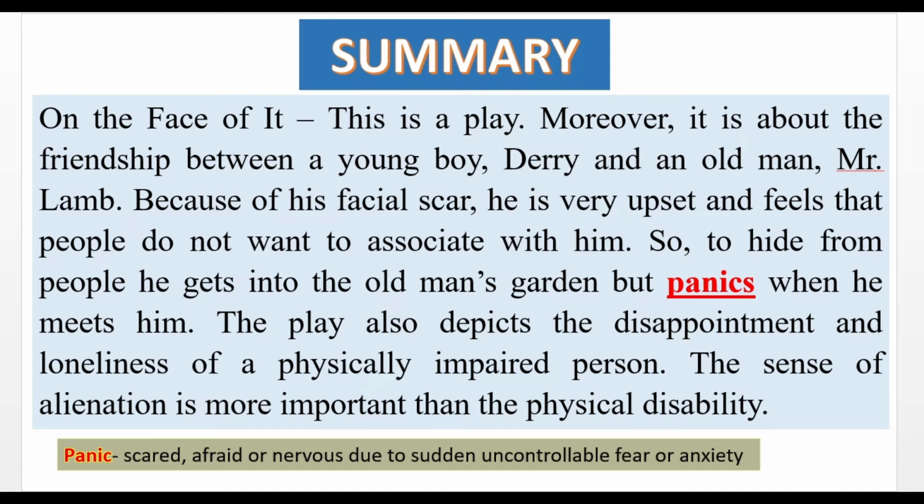The play also depicts the disappointment and loneliness of a physically impaired person. Like in this play, we can see that the two characters, especially Mr. Lamb and Derry, have a physical impairment. So this is something the play is depicting, especially the disappointment and loneliness of a physically impaired person. But this is directly related to Derry only, because the other person, Mr. Lamb, the old man, is very positive and optimistic about his life and about what has happened and what is going to happen tomorrow as well.